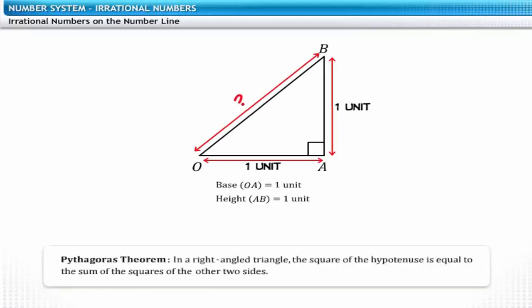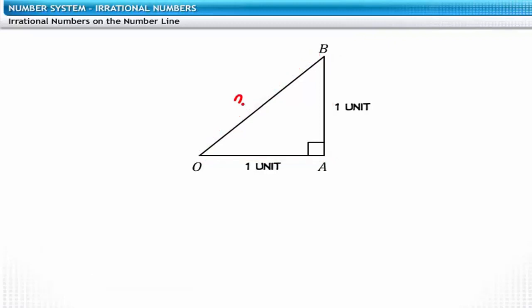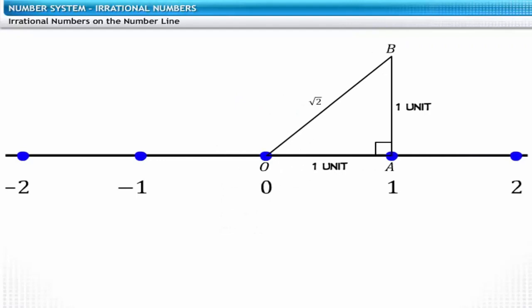Recall the Pythagoras theorem that states, in a right-angled triangle, the square of the hypotenuse is equal to the sum of the squares of the other two sides. Applying this theorem to triangle OAB, we get this equation. On substituting the values of OA and AB, we get OB square is equal to 2. Therefore, OB is equal to the square root of 2. If we represent OB on the number line, it means we are representing the value of the square root of 2.